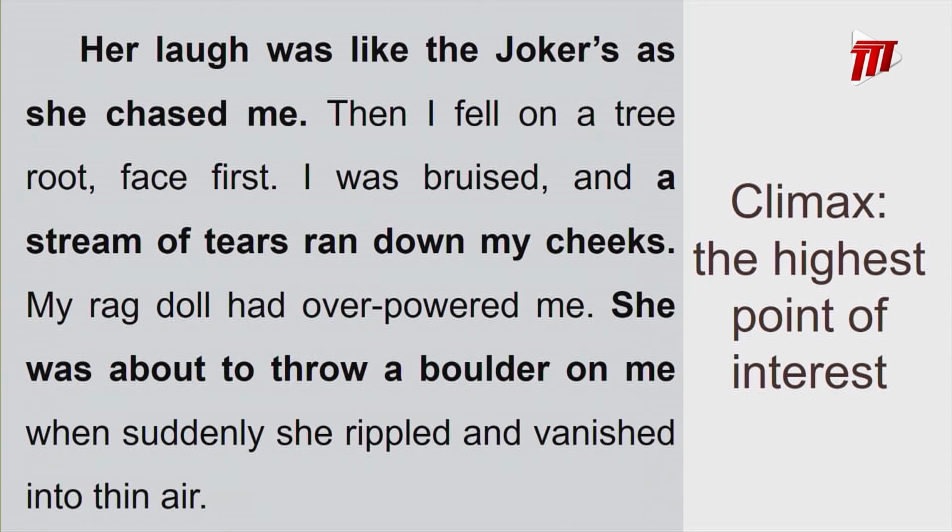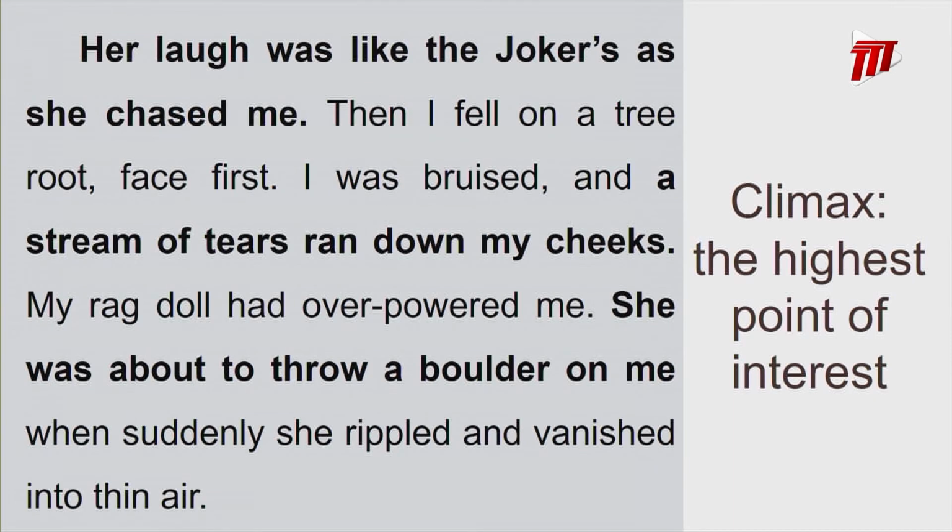Let's look at her paragraph. Her laugh was like the Joker's as she chased me. A stream of tears ran down my cheeks. She was about to throw a boulder on me. These three sentences show how the problem was intensified. The doll was trying to provoke the narrator. A stream of tears ran down my cheeks. Here you see intense emotions. She was about to throw a boulder on me. And now we have heightened physical reaction. All three make up the climax.